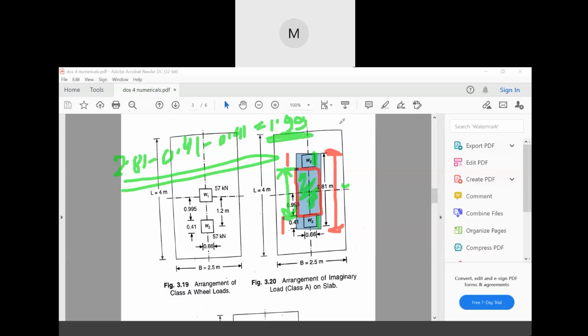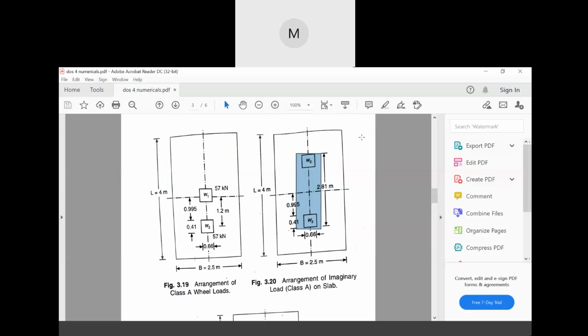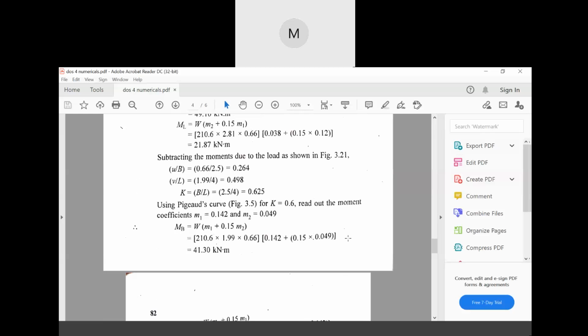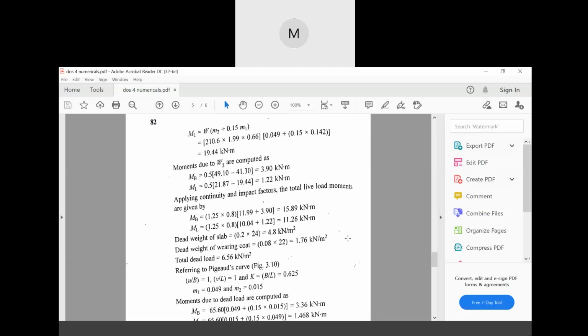So after finding out this MB and ML, what you'll have to do is you will be getting another value of MB and ML here. You will be getting another value of MB and ML here.